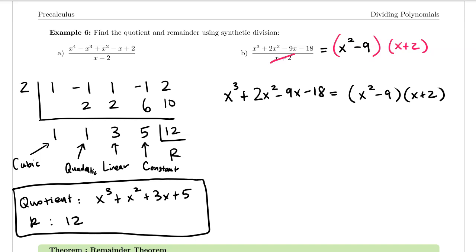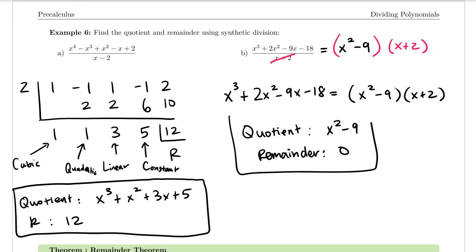So now that we got all of that excitement out of the way, let's go ahead and finally answer the question. We are going to identify the quotient, which was x squared minus 9. And then our remainder, after we did synthetic division, we ended up getting 0. So here is our final answer for part B.